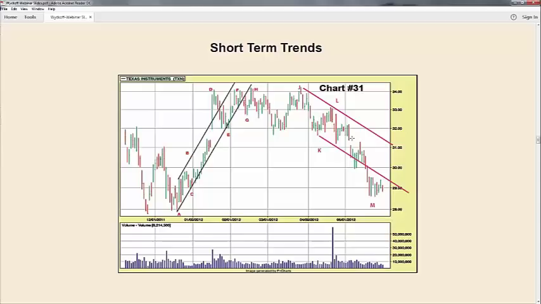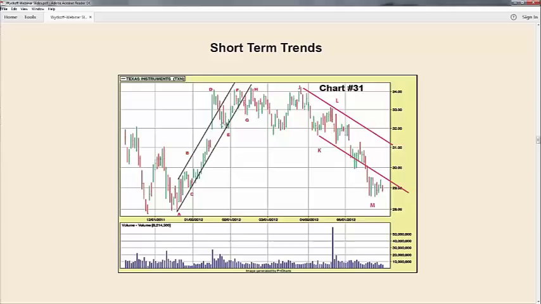Texas Instruments reacted sharply all the way down to point M. It is now in an oversold position relative to the trend, and we are going to see if it's going to be able to return to the trend. It'll probably begin to move sideways, and we would still hold the position unless we see a strong move to the upside. So that's a short-term downtrend, short-term uptrend.